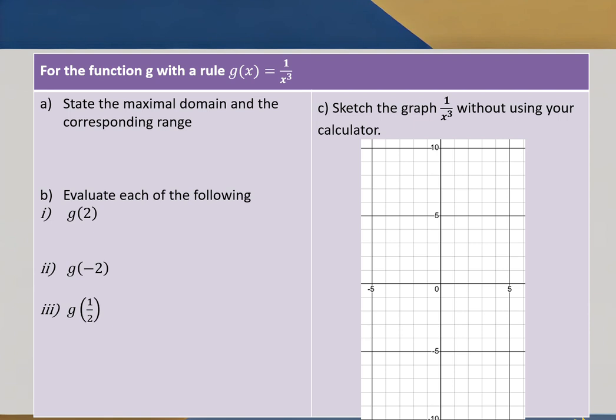Okay, so let's look at some questions now in relation to these power functions. There's nothing new here today. It's just being able to make those connections that we've learned. For the function g, with a rule g of x equals 1 over x to the power of 3, state the maximal domain and the corresponding range.